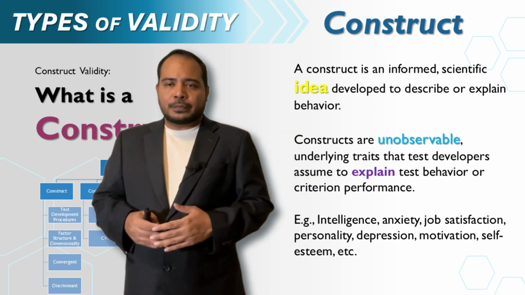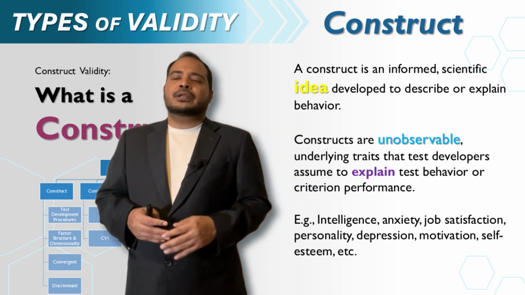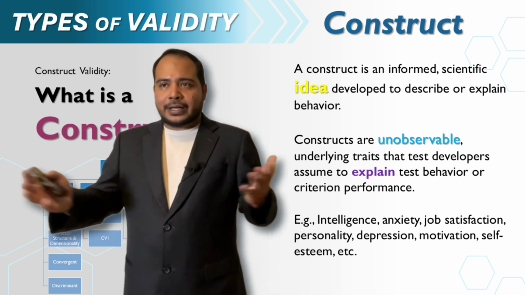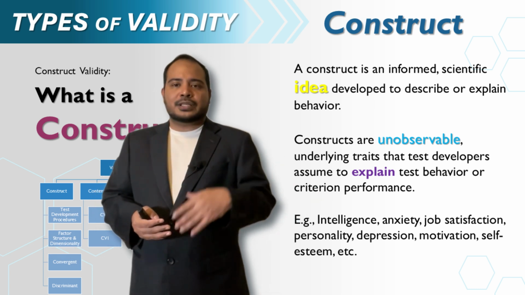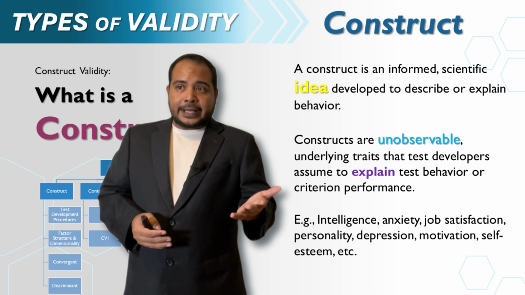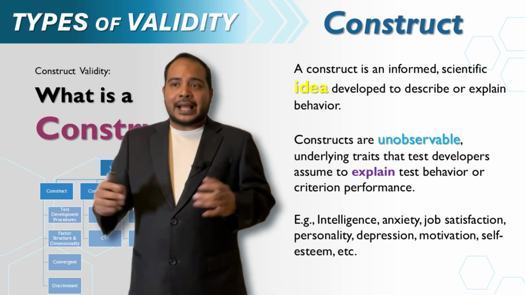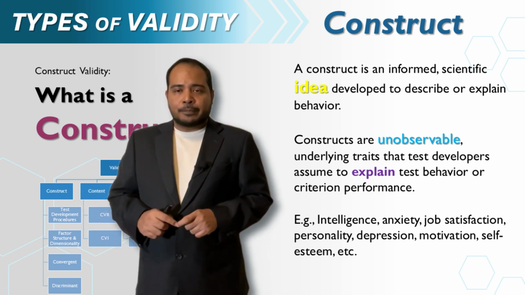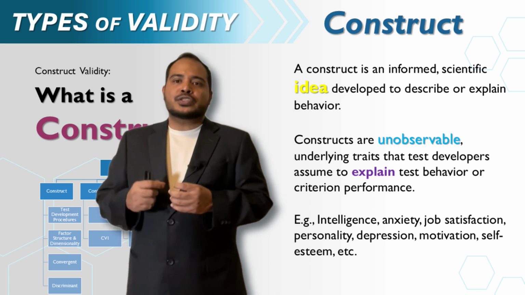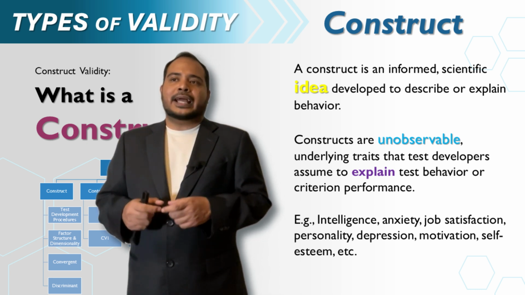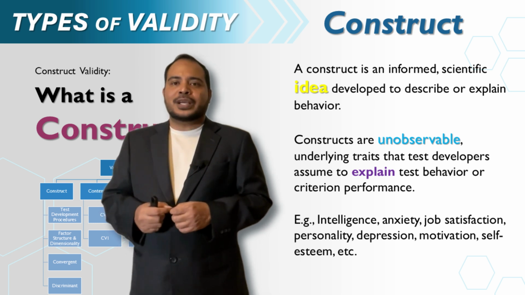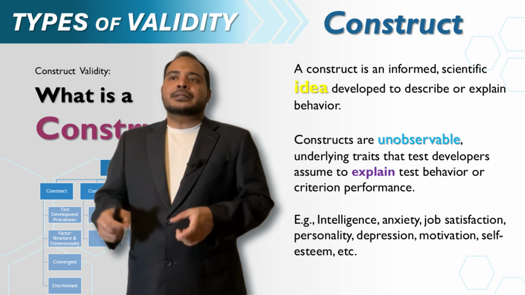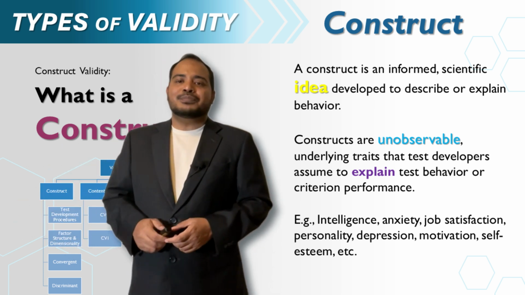Constructs are unobservable underlying traits that test developers assume to explain test behavior or criterion performance. Examples of constructs: intelligence. We've mentioned quite a number of times intelligence, anxiety, job satisfaction, personality, depression, and etc. All of these are examples of constructs in psychology. So when we want to develop a test, we want to measure a construct, a scientific idea, an abstract concept, and this idea should be able to explain certain human behavior.